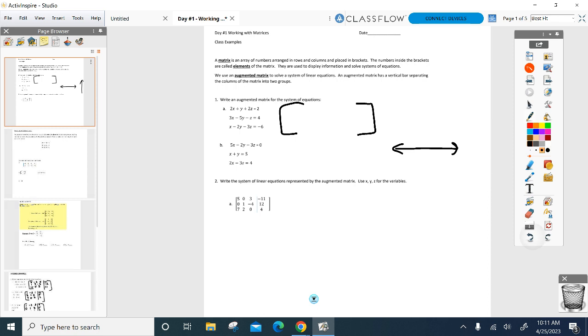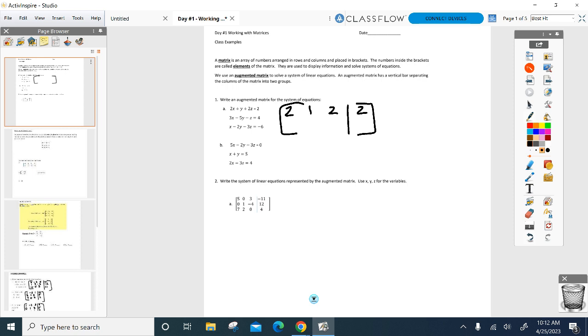So in the first row is my first equation. 2 from 2x. I don't put the variables, I just put the coefficients, the numbers out in front. 1 from 1y, and 2 from 2z. Equal signs do not go in a matrix. Instead, you're going to see a vertical line, which says, all right, stop. There's your equals. And then on the other side, 2. So that's how I write that equation into a matrix, using numbers only.